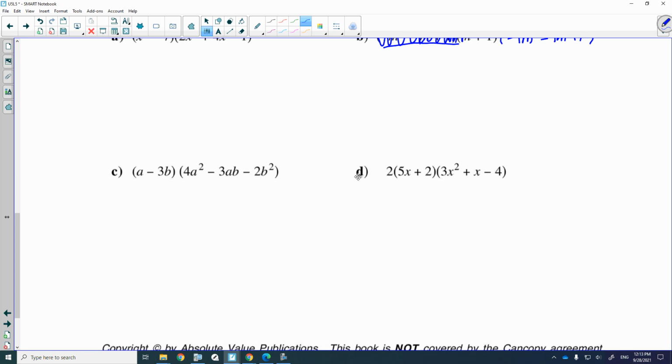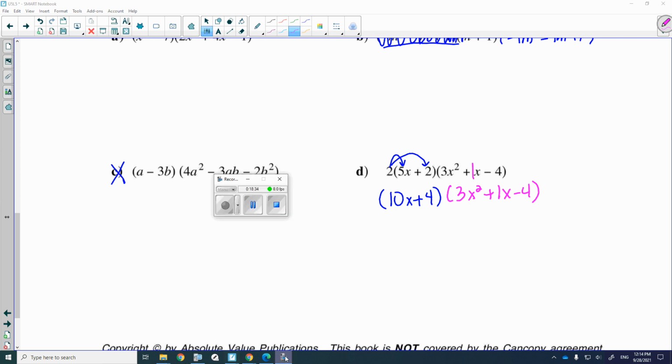C, actually, I don't need you to do C, so cross that out. And D, I'm just going to start it. How would you start this, actually? This is a good quiz question. Get the 2 into that first bracket. So let's do that. That would become 10x plus 4. Your second bracket stays exactly as is. And now you circle that 10x, put it in. Circle that 4, put it in. Combine your like terms. So I'll give you about 10 minutes to get that done.